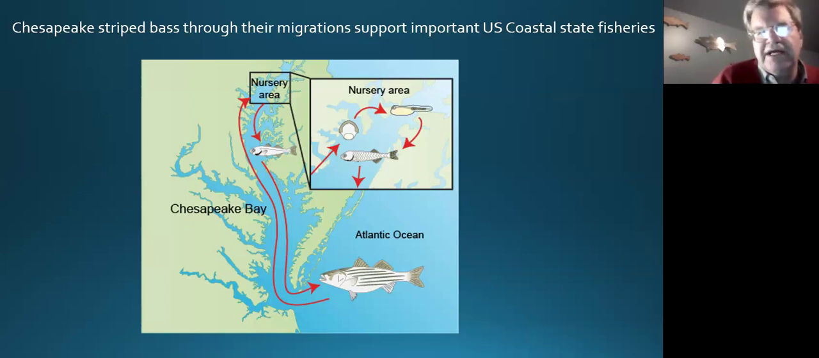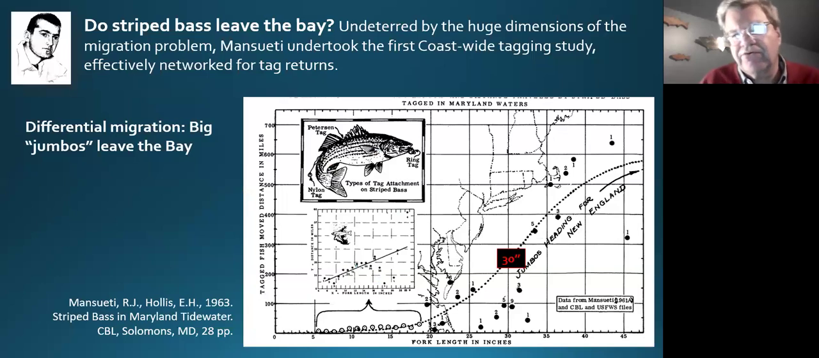So it's very important from a management point of view to understand why or how striped bass, what size, how many striped bass leave the Chesapeake Bay. And here we go back to our hero, Romeo Mansuetti. He did this wonderful tagging study. I can't imagine, it must have been so ambitious because you're looking at ocean migration. So this is a vast area where you're having to try to get tags from.